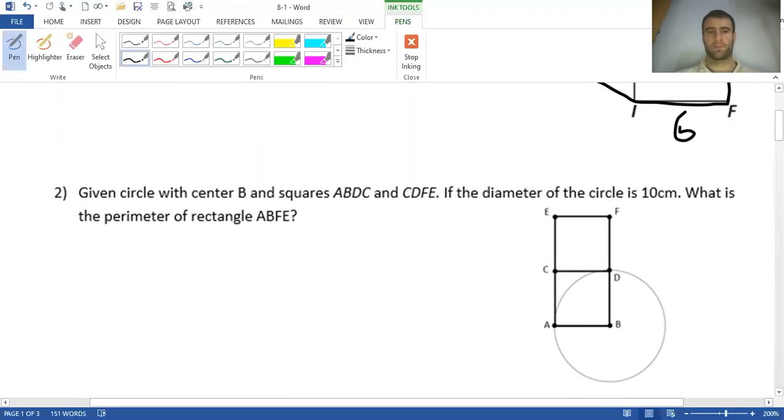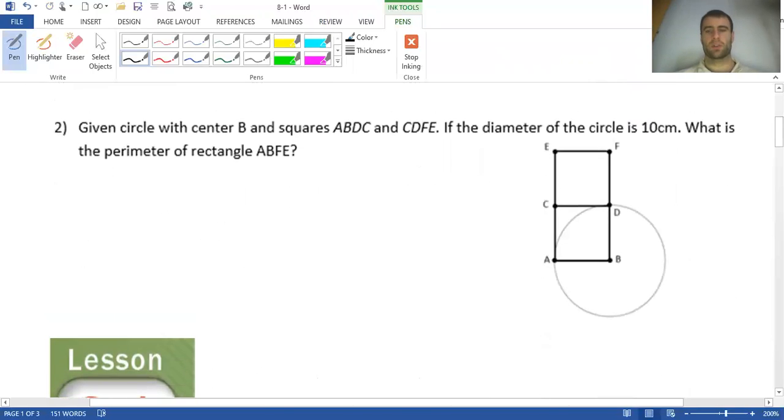Okay, it says, given the circle with center B and squares AB, DC, and CD, FE, if the diameter of the circle is 10, what is the perimeter of rectangle ABFE? Diameter is the entire way across the circle. So if the diameter is 10, the radius is 5, half of that. And then it says these are squares, so that means all of these are 5. And since CD is 5, all of these are 5.